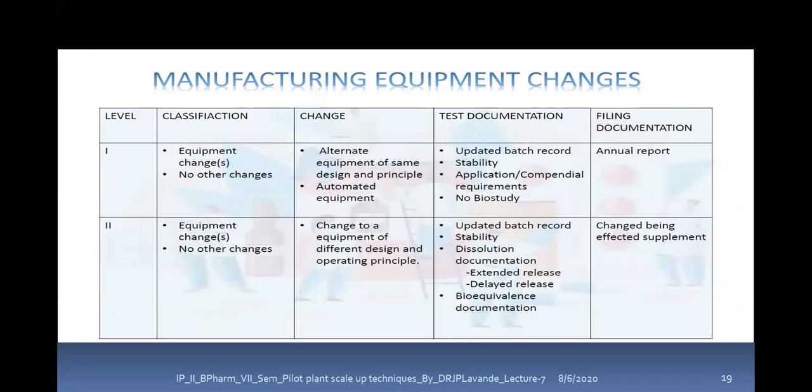So the test documentation which is required is the updated batch record, stability, and dissolution documentation associated with the extended release and the delayed release. In case of level 2, the bioequivalence documentation is required and the reporting that should be with effect from the changes.